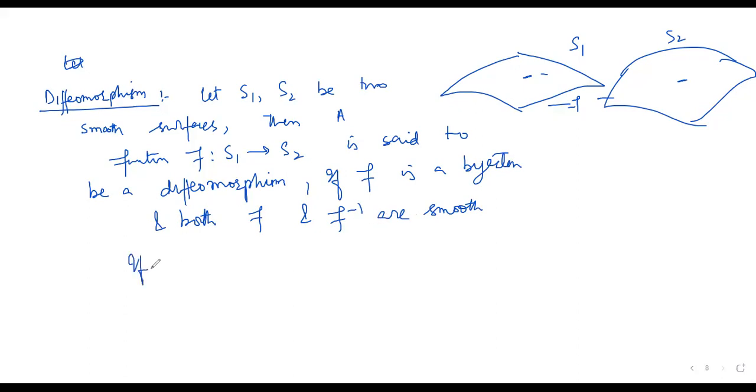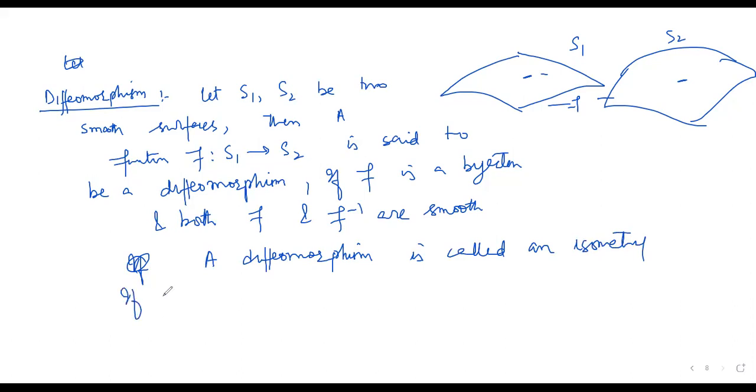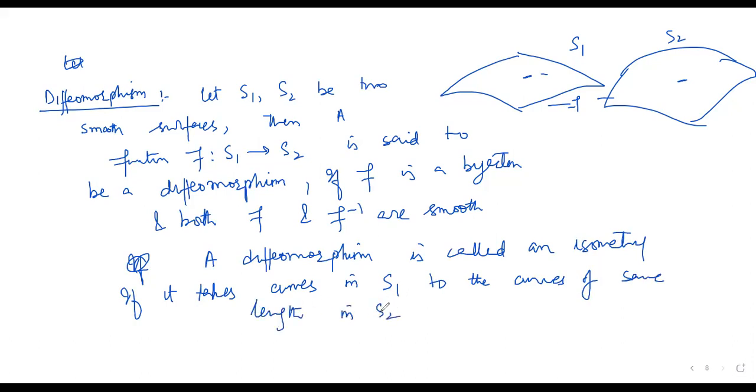Okay, now if a diffeomorphism, let's see, now a natural question arises here. A diffeomorphism is called an isometry if it preserves the length, if it takes curves in S1 to curves of the same length in S2. So I said there is a natural question: when I said f is smooth, that is, f and f inverse are differentiable, right? But how do we define differentiability from a surface S1 to a surface S2? So far you have done differentiability from say R2 to R2, or R3 to R3. But these are surfaces, these are not Euclidean spaces.